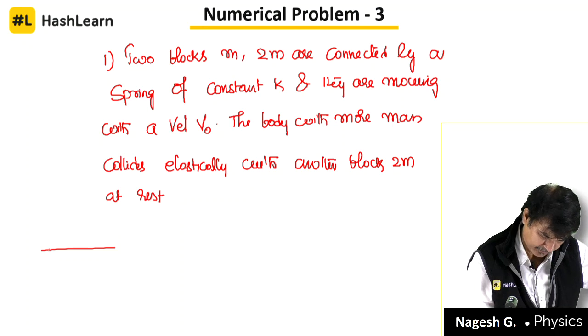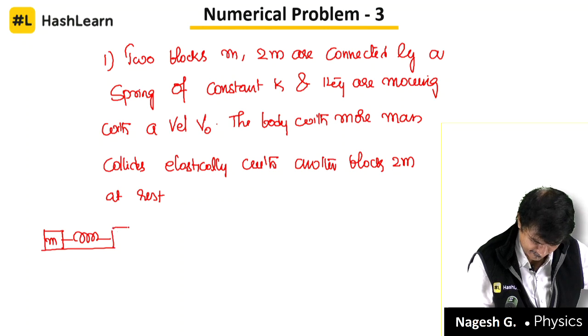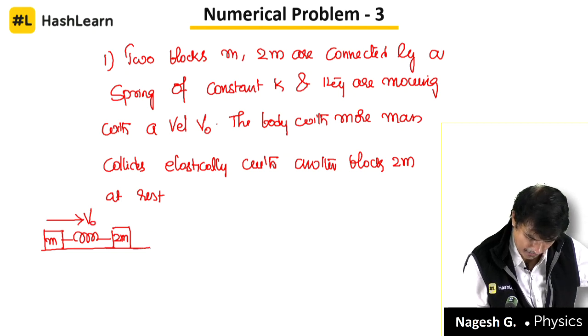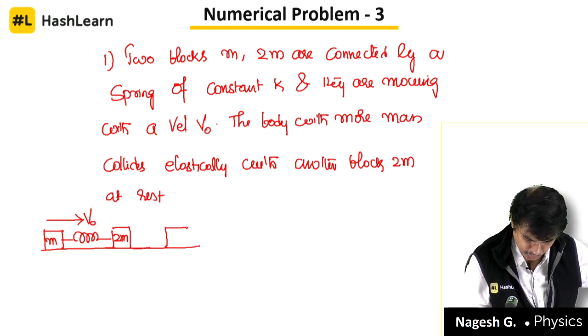Figure is like this: M, 2m, the system is moving with a velocity v naught. There is another block 2m. A, B, C.